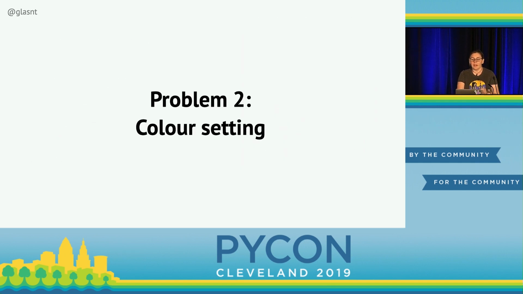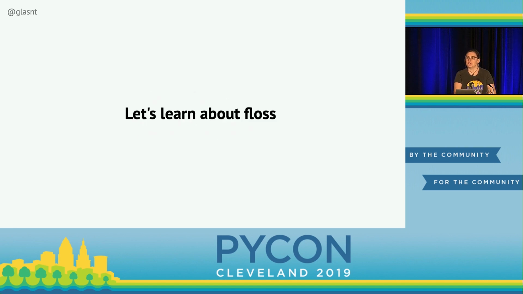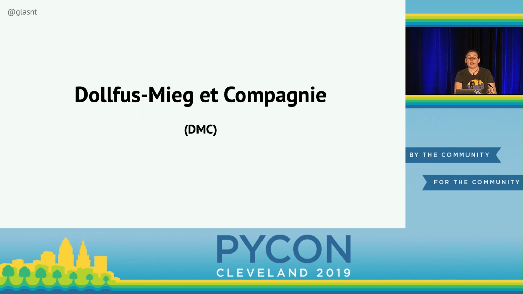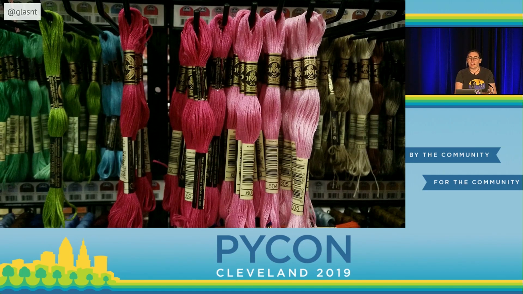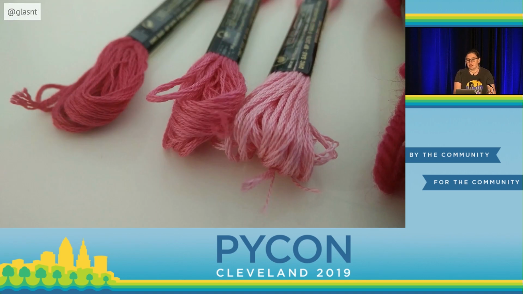Problem 2, color setting. Yes, with a U because I'm Australian. But first, let's talk about floss. Dollfus-Mieg et Compagnie is an Alsatian textile company that was founded in 1746, not to be confused with a hip-hop group of a similar name. When I talk about DMC, I mean this stuff. If you go to a Michaels or a Joann, or in Australia a Spotlight or a Lincraft, you'll see a setup like this. This is known as DMC floss.